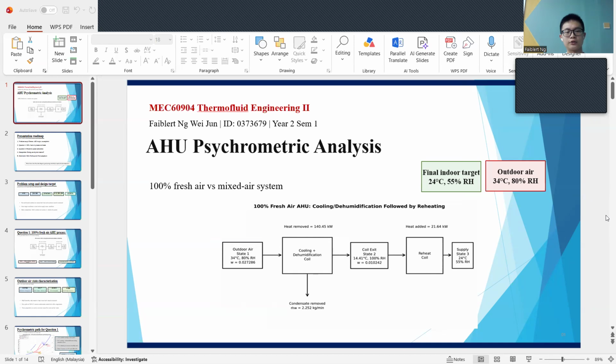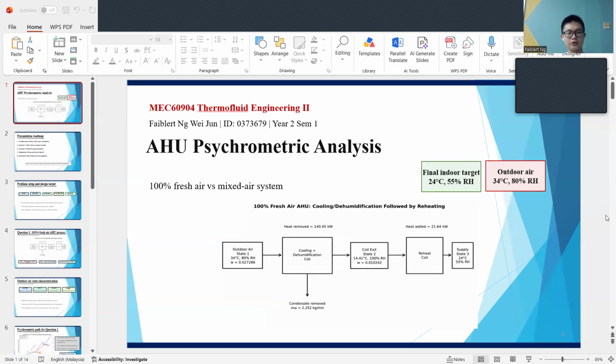My topic is AHU psychrometric analysis, in which I will compare a 100% fresh air system with a mixed air system. An AHU, or air handling unit, is used to condition air before supplying it into a room. In this assignment, the AHU needs to supply air to a multipurpose room in Malaysia.